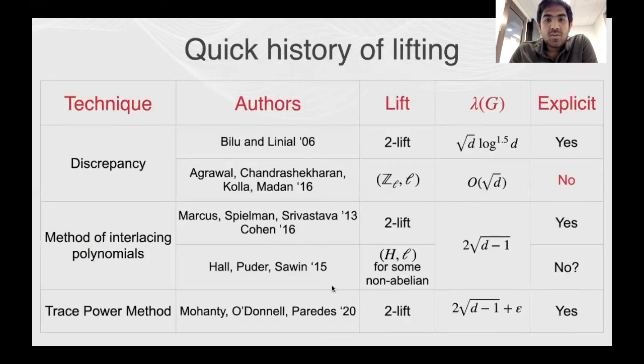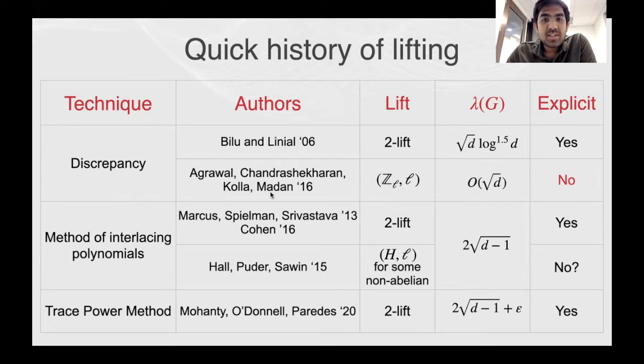All right. So let's look at a quick history of lifting. Like I mentioned, it was introduced by Bilu and Linial, and they de-randomized the two lifts. They showed an existential result, and they de-randomized it for two lifts using discrepancy-based techniques. They essentially gave a converse of the expander mixing lemma, and that allowed them to obtain a bound of square root d up to polylog factors.